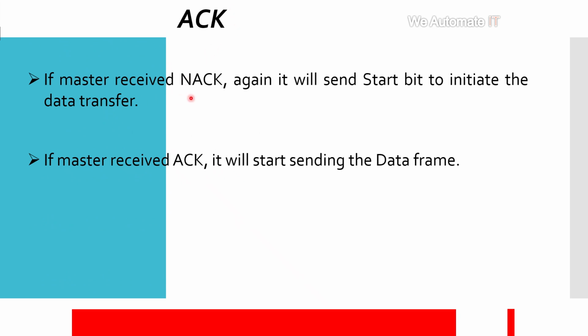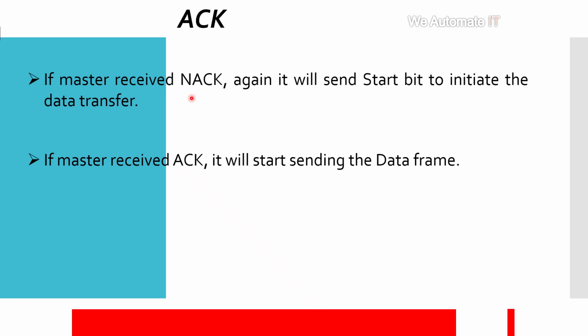Again, the acknowledgement has a few more points. If the master receives a NACK, meaning not acknowledged, it will send the start bit again to initiate the data transfer. If it is acknowledged, the process will terminate by stopping. Not acknowledged means it is not receiving any information from the master, or the data is not being processed. In that case it will give a NACK, and the master will again send the start bit to initiate the data transfer.